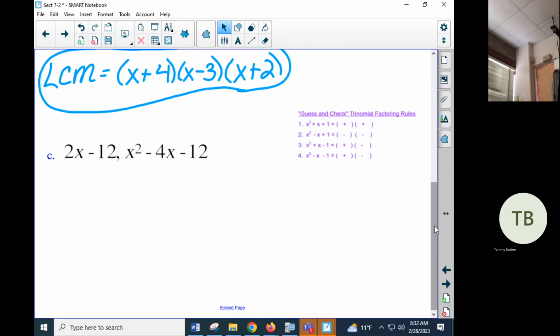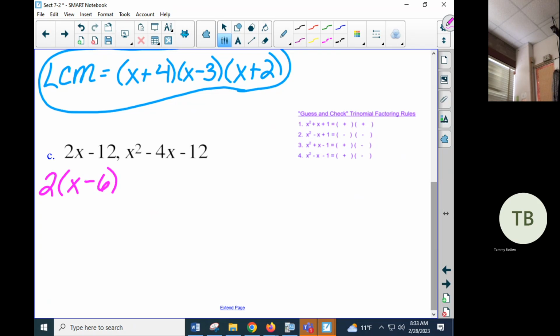Now this one, if you notice here, we have just 2 terms. And with 2 terms, there's 2 things you have to look for. One is, could you take anything out front? Is there a number that goes into 2 and 12? Yes, right? So I can take that 2 out front, and then I would think 2 times what gives me 2x? That's x, minus 2 times what gives me 12, and that's 6.